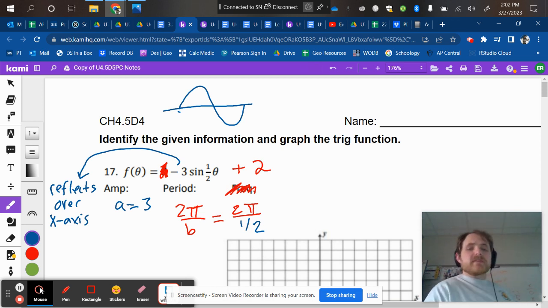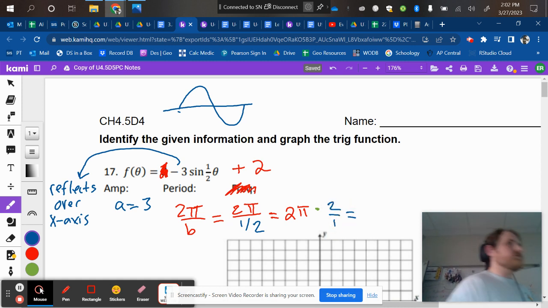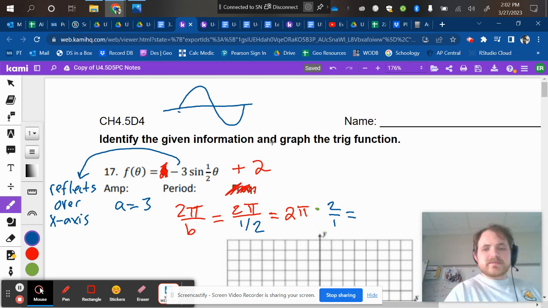So what do I have to do to simplify this guy? You keep that red numerator, you change that division to multiplication, and you flip that 2 over 1. Great job. Giving you 4 pi as your period.